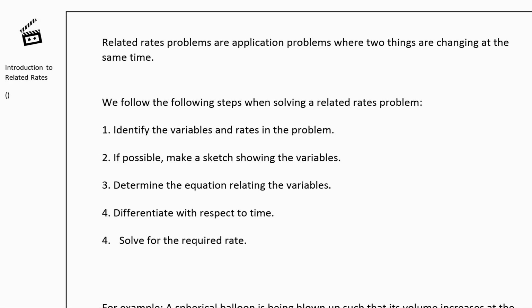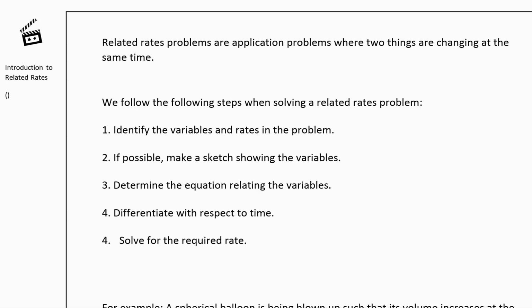Now we're going to look at another application, and those are called related rates. Related rates are problems where two things are changing. We'll see an example in a minute where we're blowing up a balloon, and there we would have time changing, the volume changing, and the radius of the balloon changing. So we'd have lots of things.